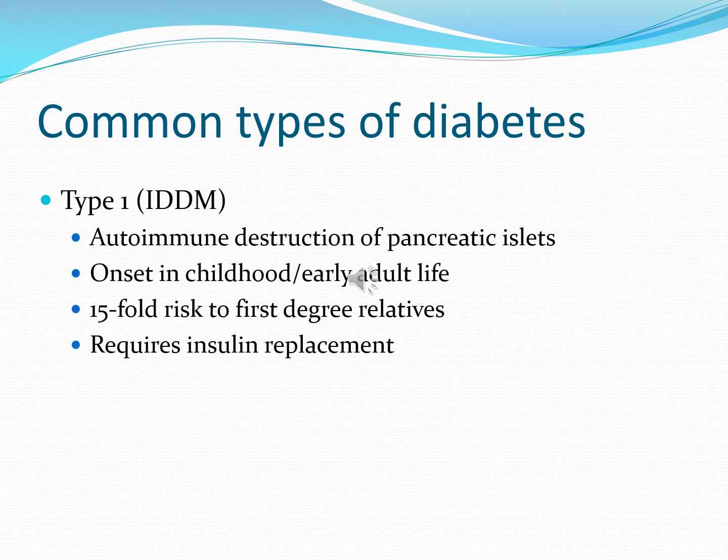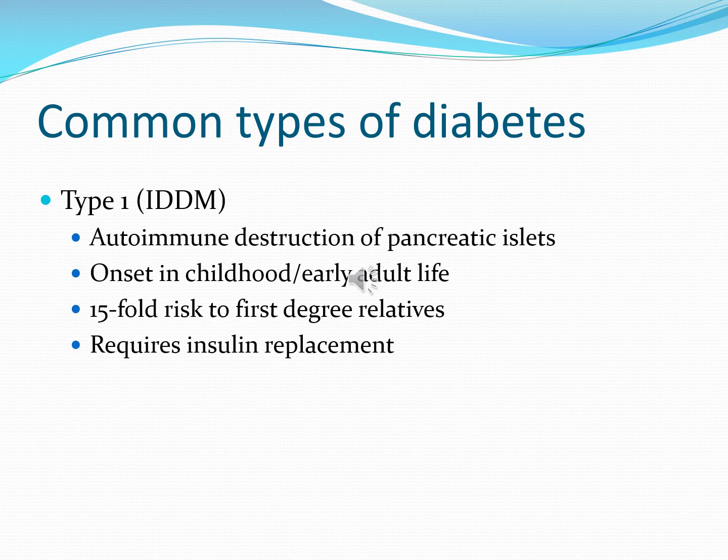Now I'd want you to be able to discuss the key features of both type 1 and type 2 diabetes. So type 1 diabetes, we used to call insulin dependent diabetes mellitus, and we used to call type 2 insulin independent diabetes mellitus. Those terms have fallen out of favour now, because some type 2 patients do end up requiring insulin administration. So just stick with type 1 and type 2.